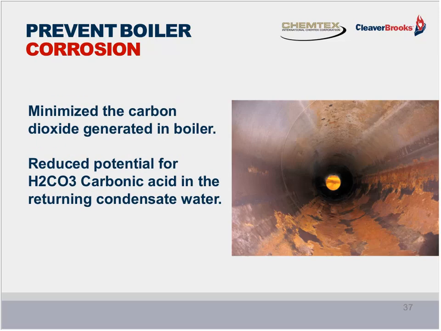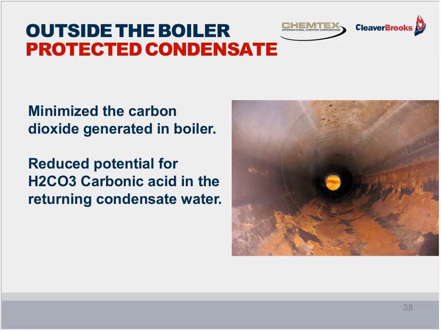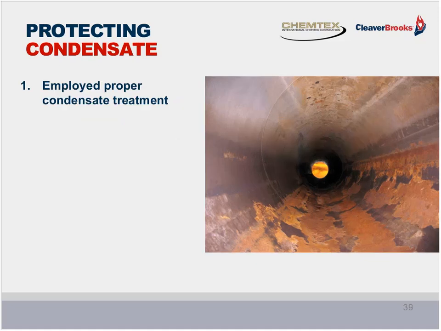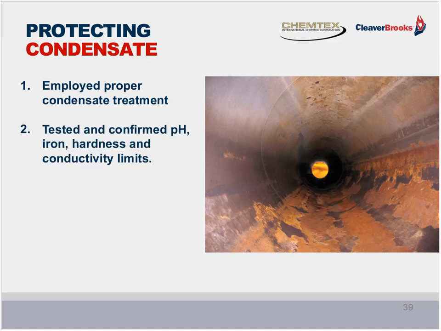So we got the boiler protected now, and we've done everything we can to minimize the carbon dioxide generated in the boiler, reducing the potential for carbonic acid to form and return and corrode the condensate system. And at the same time, we've employed proper condensate treatment to protect against the carbonic acid that does form. We've tested and confirmed the pH, the iron, the hardness, and the conductivity, and they're all within limits on our condensate system. And we've recorded these test results in our log sheets.